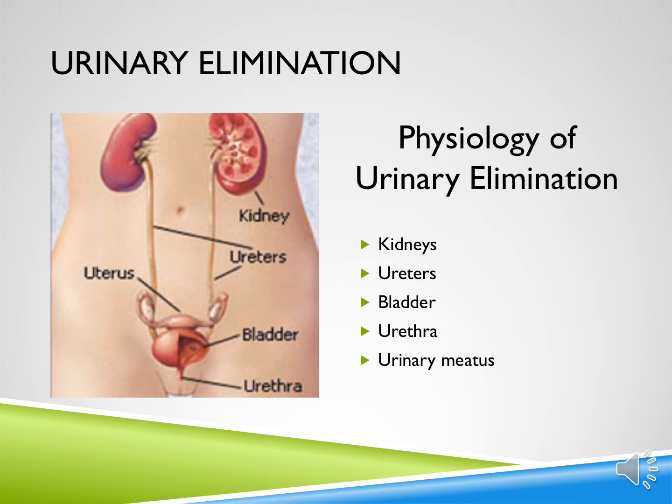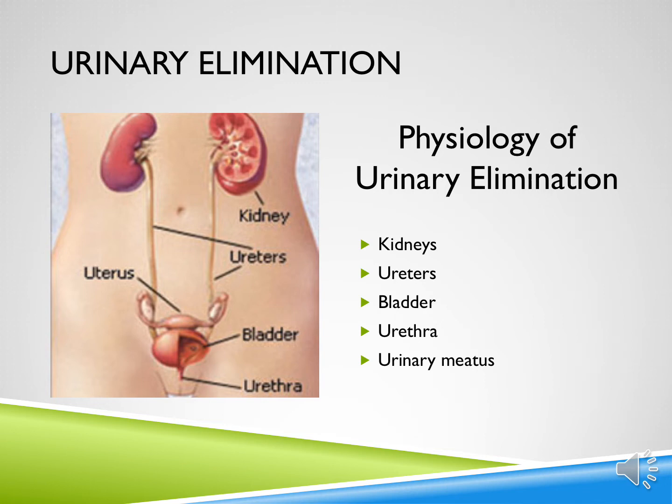The physiology of urinary elimination. First we start with the kidneys. Kidneys have the nephron unit, which is a functional unit of the kidney. Urine is formed here. The glomerulus is the tuft of capillaries surrounded by the Bowman's capsule. Fluid and solutes move across the endothelium of the capillaries, which are in the capsule.